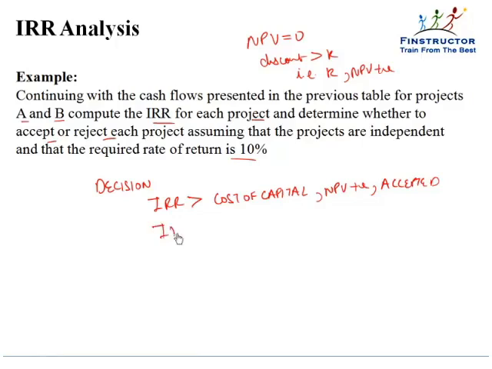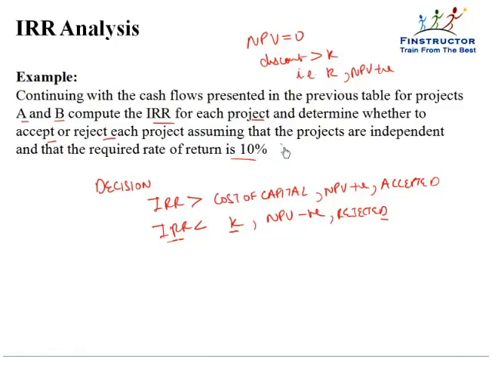If on the other hand, the IRR is less than the cost of capital, then the NPV will be negative. Why? Because discounting at the IRR gives me an NPV of 0. If I actually discount by the cost of capital, which is the correct method of calculating the NPV, then the NPV will come out to be negative, because discounting at a higher rate gives me a negative number, and the project should be rejected.